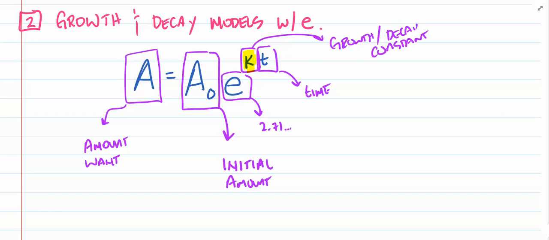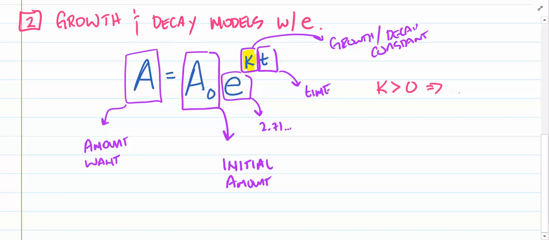So it's very important that you know what each of these pieces do, right? The A on the left side is your amount. The A with the little 0 at the bottom, that's A naught. That's your initial amount. E, of course, is E. K is your growth or decay constant. And T is time. So how do you know if you're dealing with a growth or a decay? Well, if K is greater than 0, that implies we're going to have what?